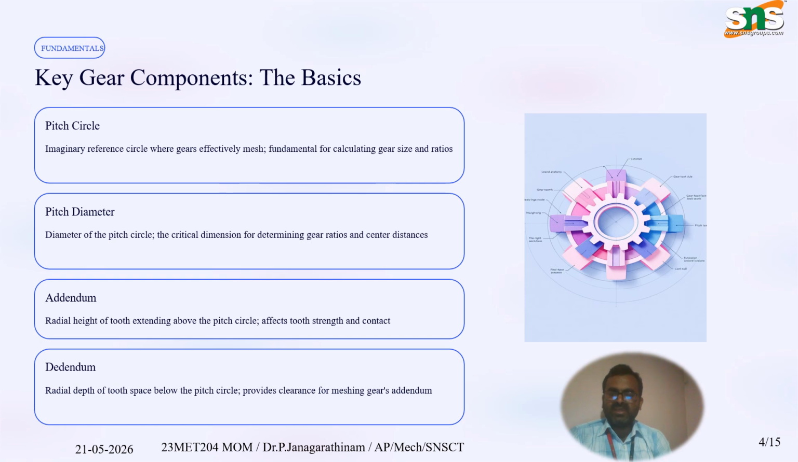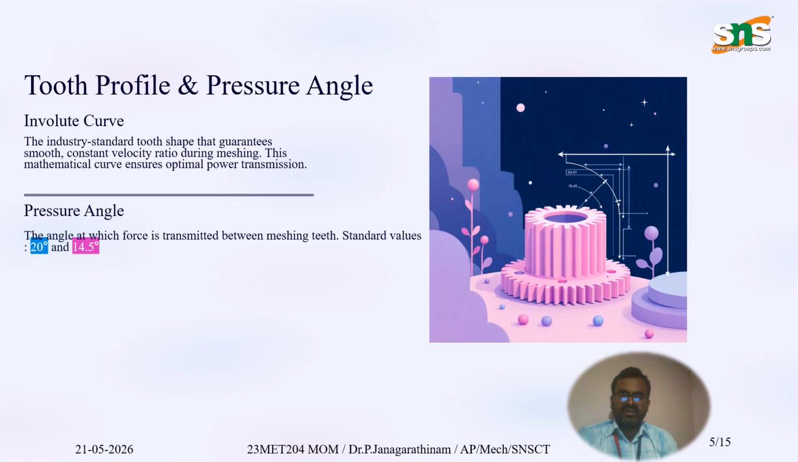These are some of the key components of gears, like pitch circle, pitch diameter, addendum, dedendum. These are some of the basic gear terminologies which will be used to make the gears, and based on these terminologies, gears are classified into many types. So, tooth profile and pressure angle.